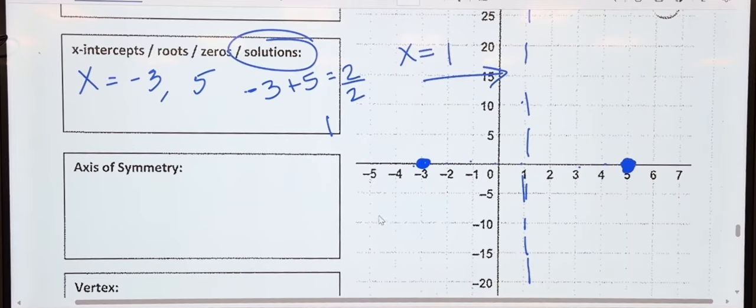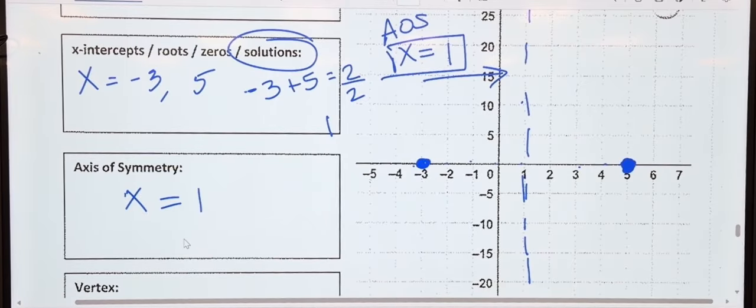Why am I saying x equals and not a y equals? Because it'll never touch the what? Y-axis, so I don't need a y in my equation. Are y'all with me? Our axis of symmetry is x equals 1. Does everybody follow? Yes. Any questions? All right, so right here we got our axis of symmetry. It is x equals 1.